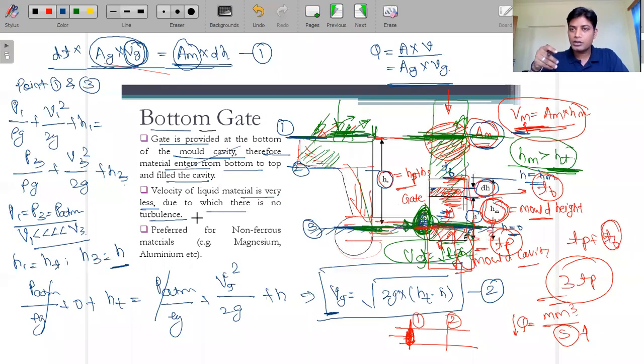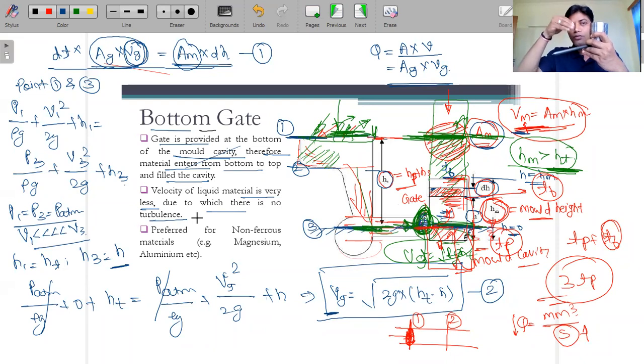Why is it less? Because we are filling the mold cavity from the bottom side, so this velocity will not be high. Suppose, for example, you are filling this glass by using the bottom gate. As the material fills up to a specific height, the pressure will also act against the material coming from this side. So whatever liquid is coming from this side, as the height increases, this pressure is increasing.